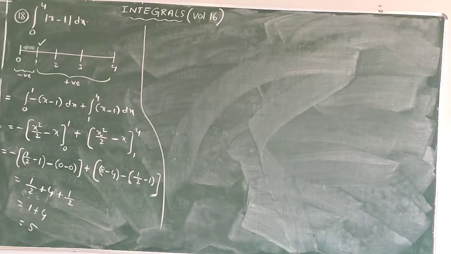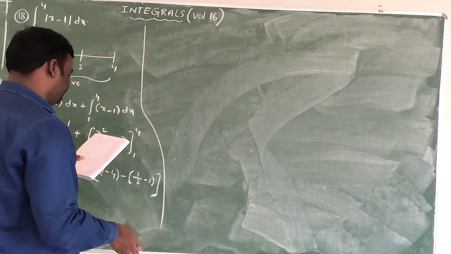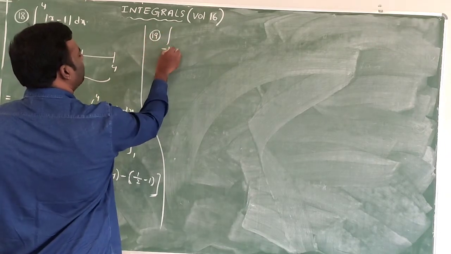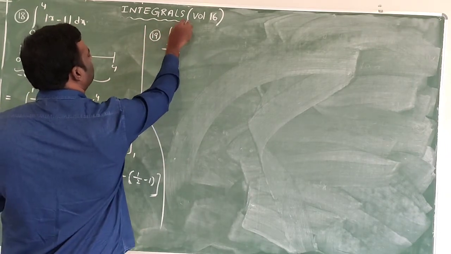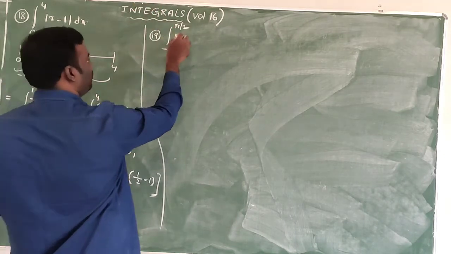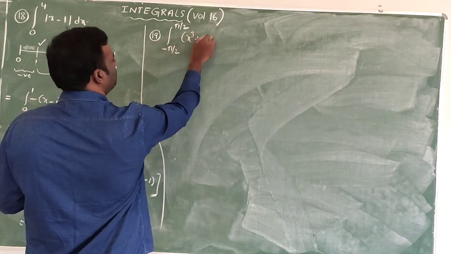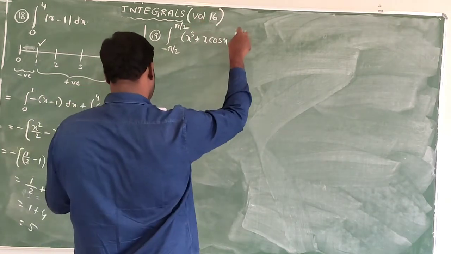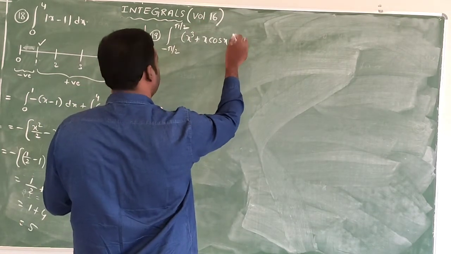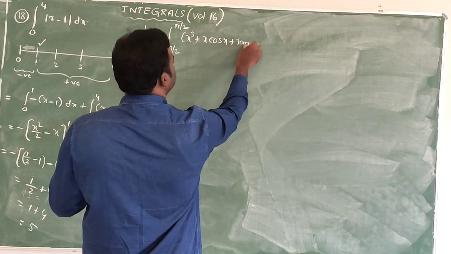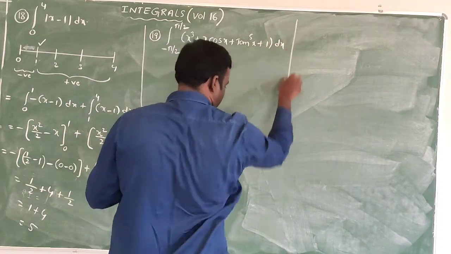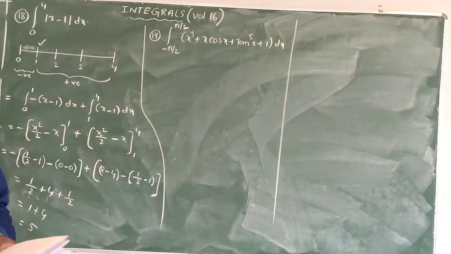Next, 19th question. Integral from minus pi by 2 to pi by 2 of x cube plus x cos x plus tan power 5x plus 1 dx.